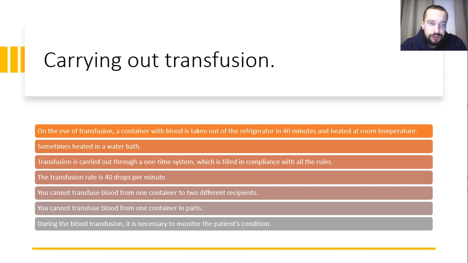Carrying out transfusion. On the eve of transfusion, a container with blood is taken out of the refrigerator 40 minutes earlier and warmed at room temperature, sometimes heated in a water bath. Transfusion is carried out through a one-time use system, which is filled in compliance with all the rules. The transfusion rate is 4 drops per minute. You cannot transfuse blood from one container to two different recipients. You can transfuse blood from one container in parts. During the blood transfusion, it is necessary to monitor the patient's condition.